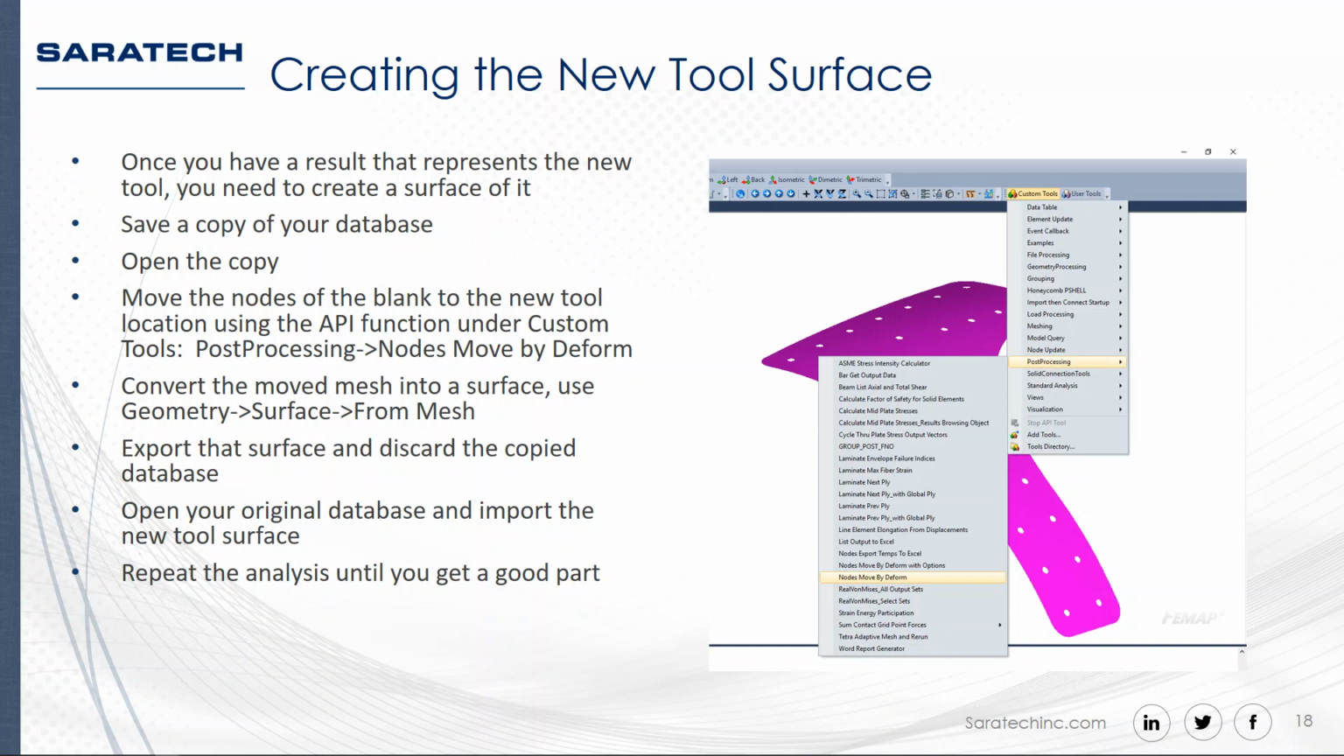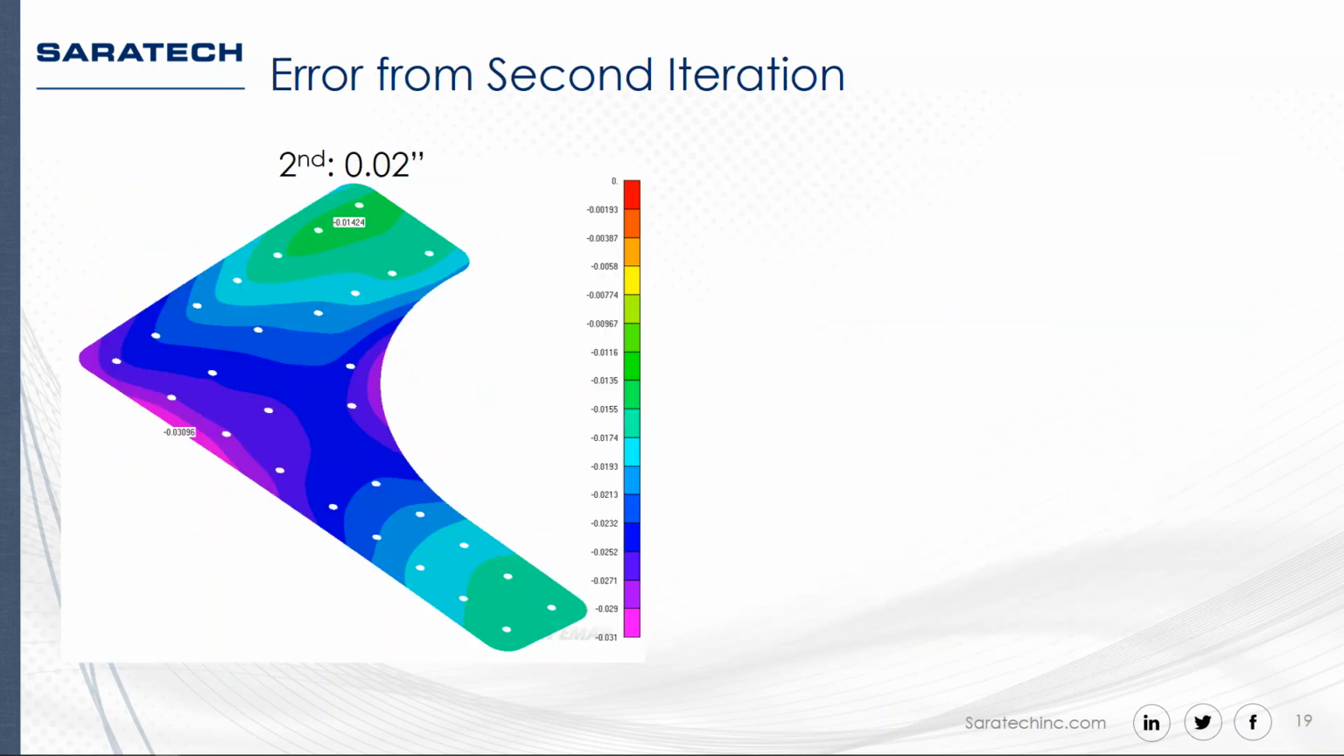Once we've got that new die surface from this moved mesh, we can basically throw this database away. We're going to export this surface, throw the database away, read that surface back into our original model, and replace the die shape we had in the original model with this new die shape. And we're going to repeat this analysis until we get a good part.